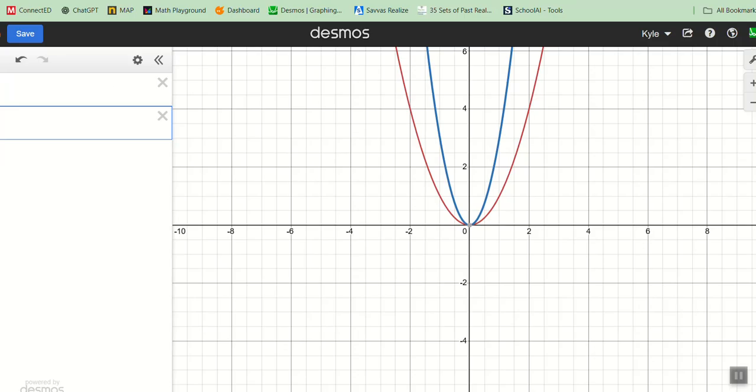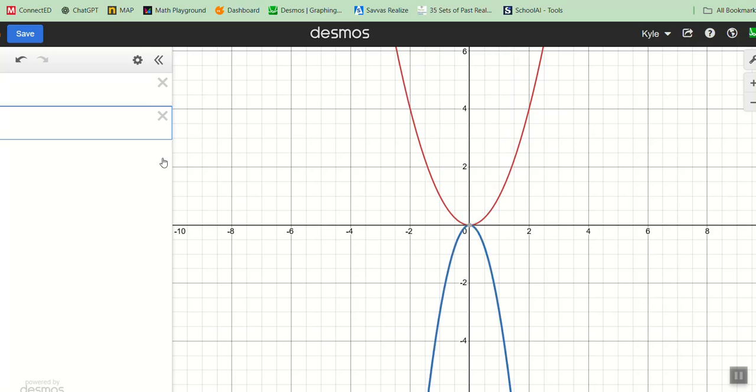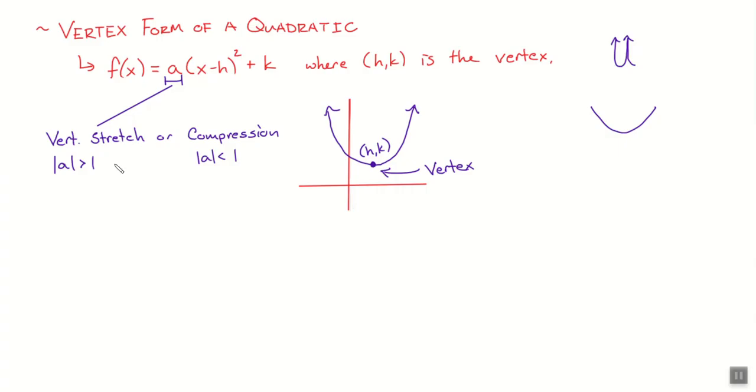What if I make it negative? What changes? It's still thinner, but it's been reflected, right? So all we're going to do is, if we have absolute value here, we're also going to add reflect over the x axis if A is negative. Now, we can write A is negative, but a more concise and shorter way is just A less than 0. That means the same thing.